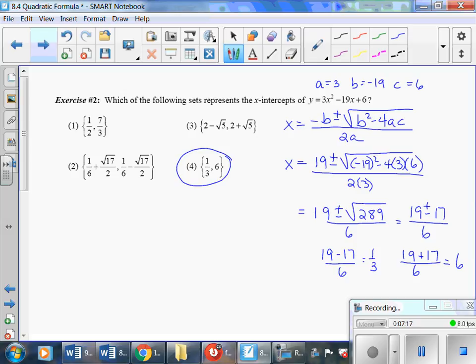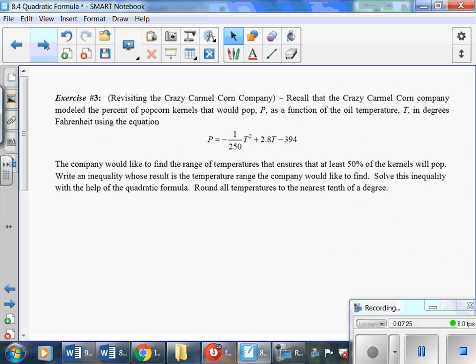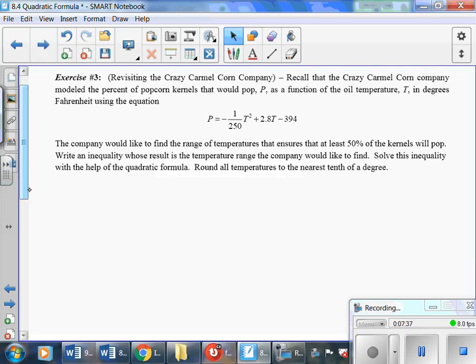Okay, we're moving on to exercise 3 right now. So we're revisiting the Crazy Caramel Corn Company. Recall that the Crazy Caramel Corn Company modeled the percent of popcorn kernels that would pop, P, as a function of the oil temperature T in degrees Fahrenheit using the equation. All right, so using this equation.